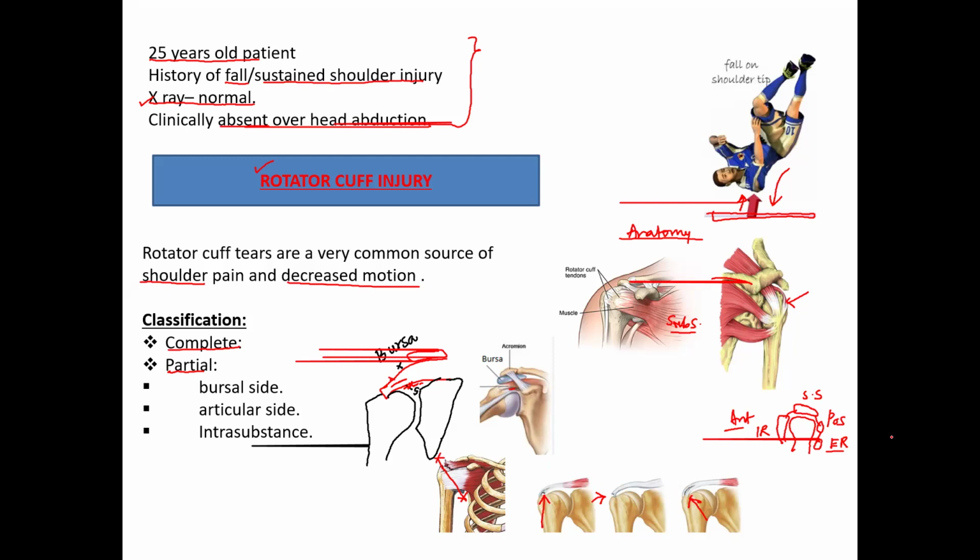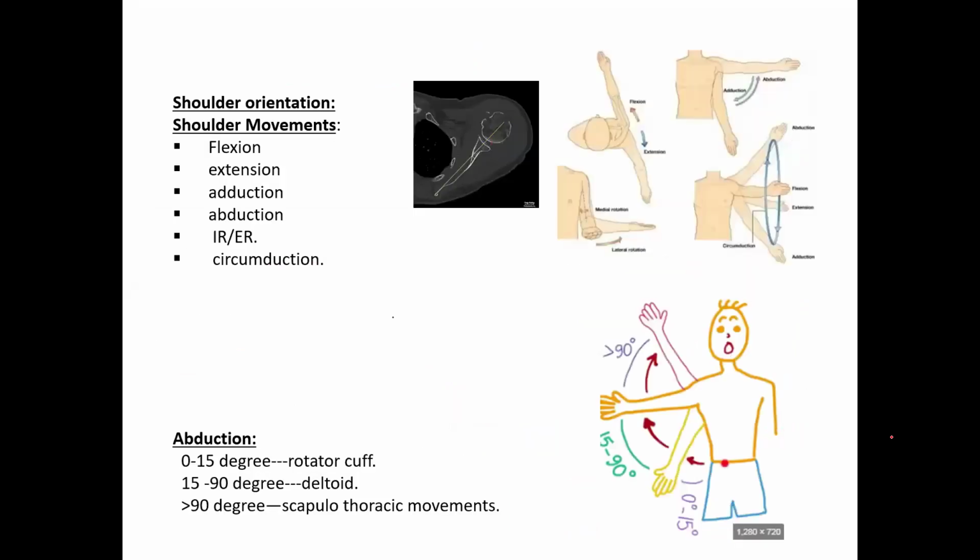In this slide, you just need to have an orientation of the rotator cuff. Anteriorly, we have subscapularis, superiorly supraspinatus, and posteriorly we have infraspinatus and teres minor. So posterior is external rotation, anterior is internal rotation, and superior is in the form of abduction.